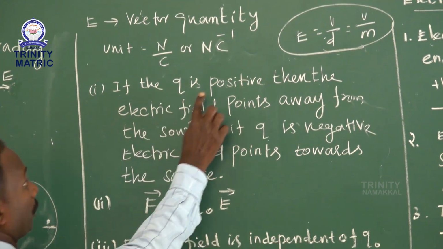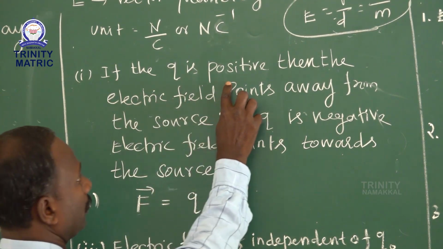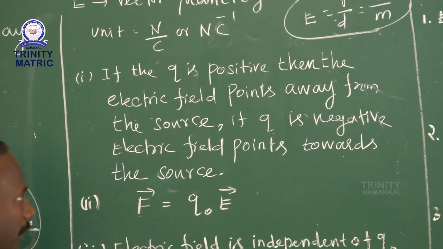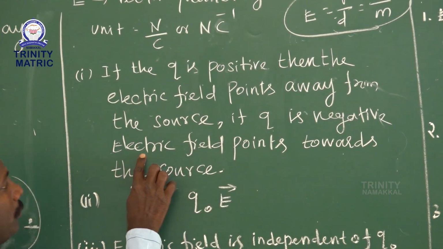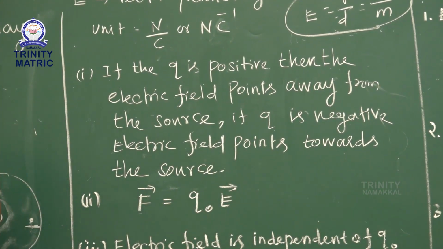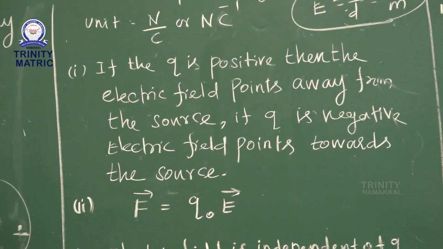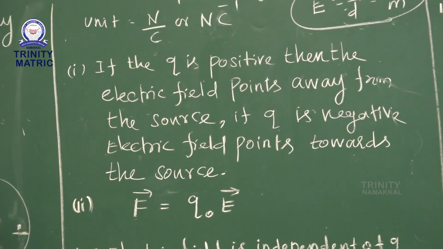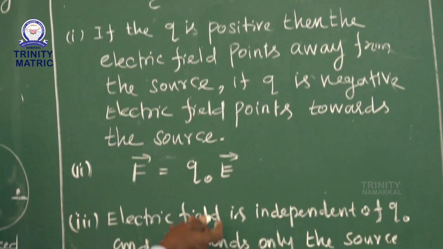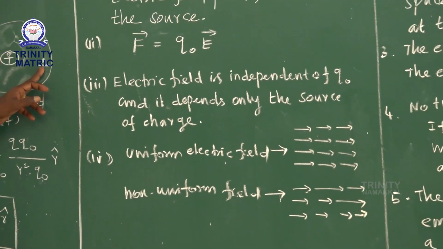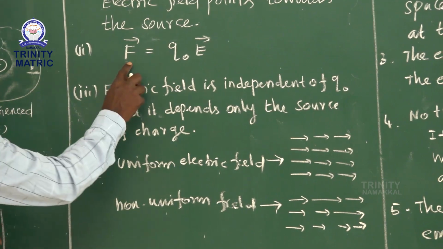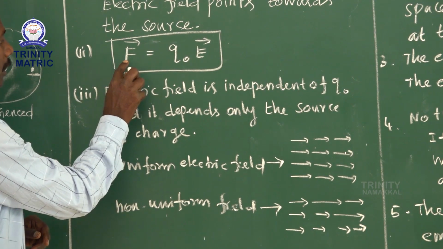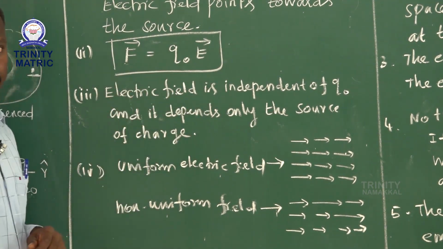If Q is a positive charge, then the electric field points away from the source. If Q is negative, the electric field points towards the source. As already informed, if the charge is positive, the electric field is outward. If the charge is negative, the electric field is inward. Now we want to calculate the force in the electric field. Just rearranging this equation, F is equal to Q naught into E. That is the force experienced by the test charge inside the electric field.